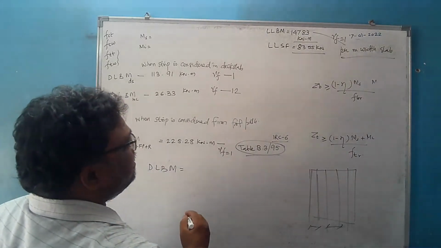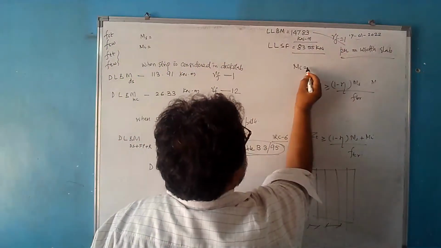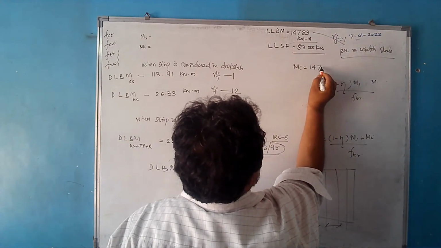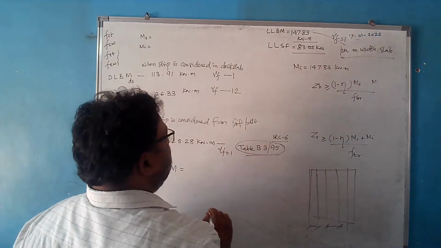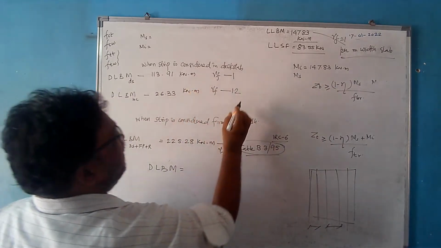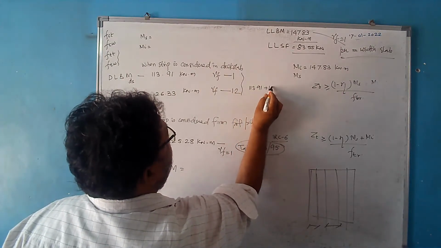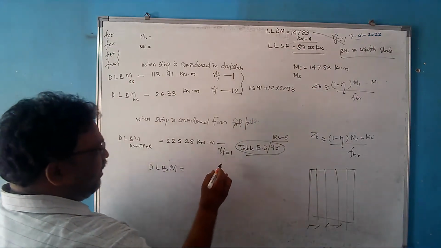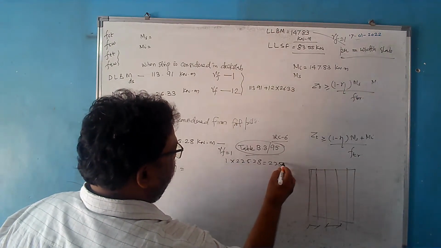So what is the moment Mi? The partial safety factor is to be considered as 1. So it will be 147.83 kilonewton meter. It is this. What about value of Ms? अब मुझे Ms देखना पड़ेगा ये कॉम्बिनेशन से. It is 113.91 plus 1.2 multiplied by 26.33. और यहाँ पर तो 1 ही है. So it is 1 multiplied by 225.28. So this is going to be 225.28.